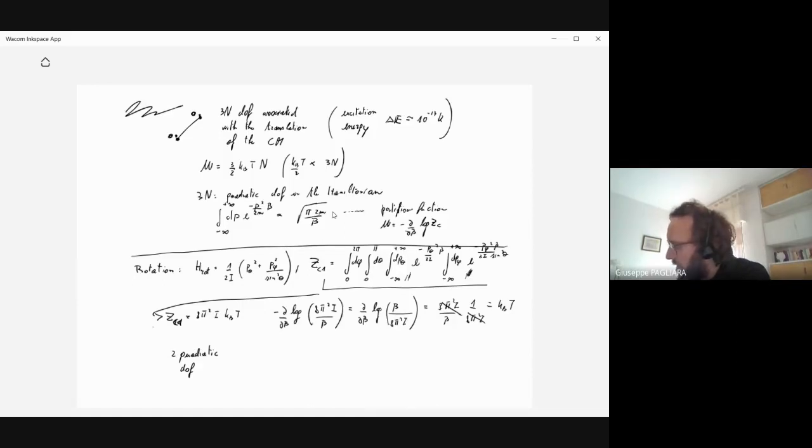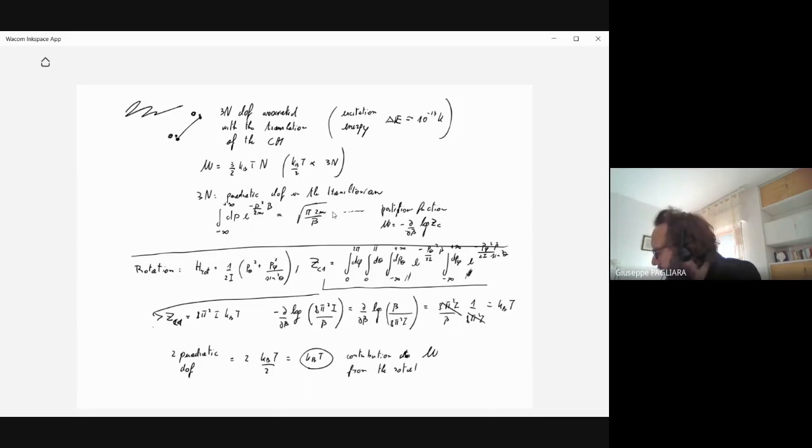So now again here you have two quadratic degrees of freedom, which are the p theta squared and the p phi squared. And therefore we have again twice k_B T over 2, which in total is k_B T. And this will be the contribution to the internal energy of rotation. Okay, contribution to U from the rotational degrees of freedom.